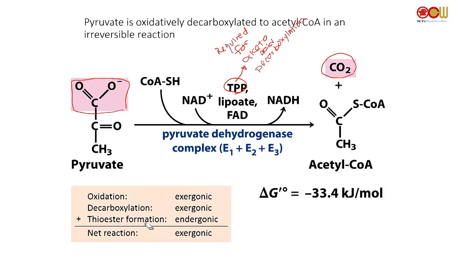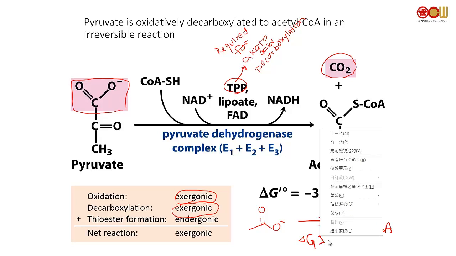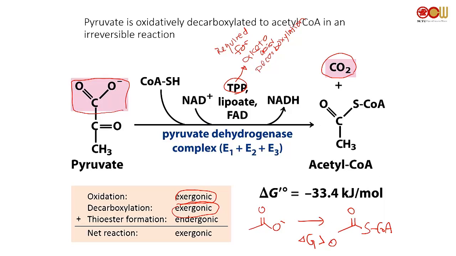If you look at the overall energetics of this reaction, oxidation is in general exergonic, so it gives off heat. Decarboxylation is in general also exergonic, it gives off heat. Thioester formation is endergonic. By thioester formation, I mean going from this to this. This requires energy. So this delta G is going to be greater than zero.